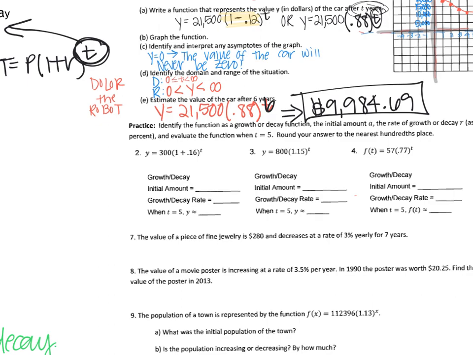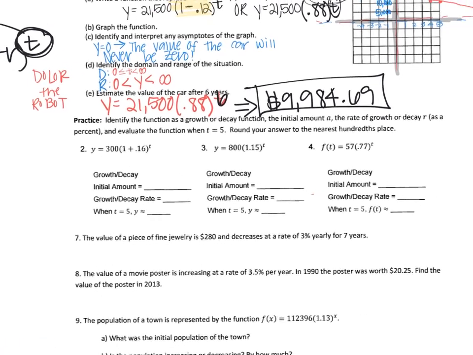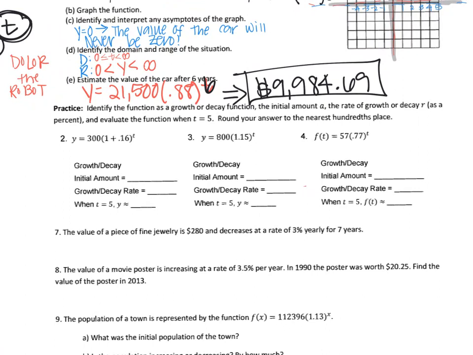Okay, so let's look at these practice problems down here. It says identify the function as growth or decay function, the initial amount, A, the rate of growth or decay, R, as a percent, and evaluate the function when t equals 5. Round your answer to the nearest hundredths place.